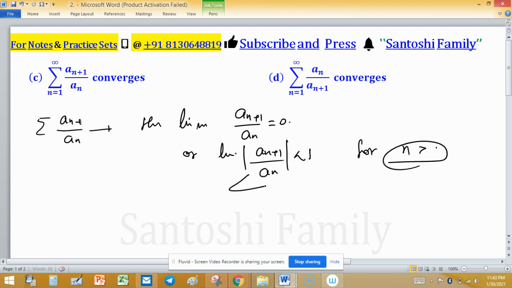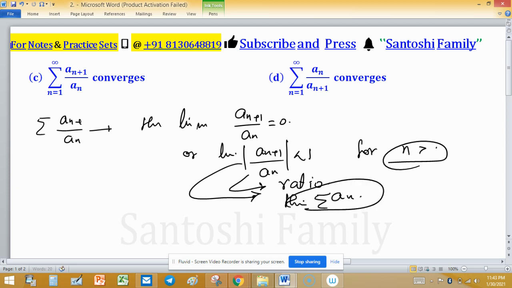And this is the condition by the ratio test. If any series is convergent, then this condition should be fulfilled. It means if we have this, then we can say this one is true, that is, this series is convergent. So option C is nothing but the ratio test. Now if C is true, then D is automatically discarded.